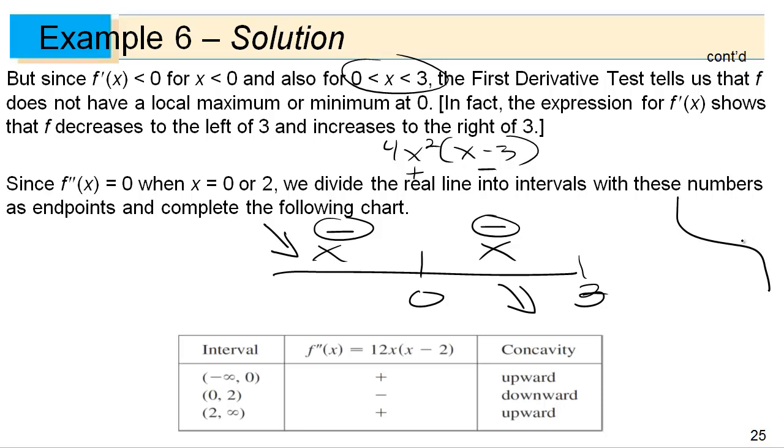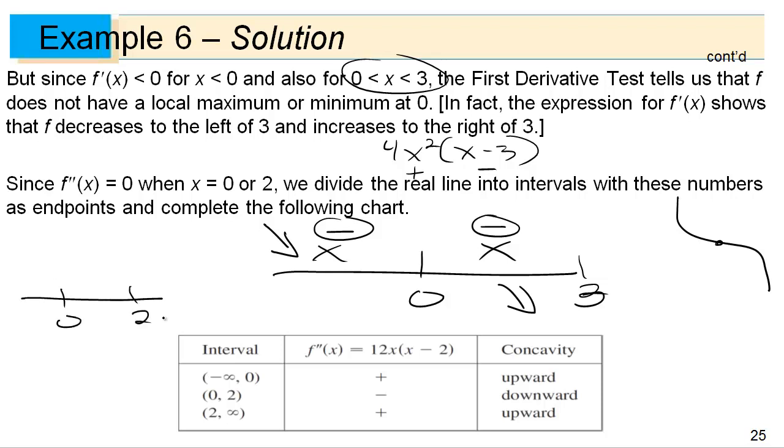And we can see that 0 here is an inflection point, right? It goes from concave up to concave down, but it's not a min or a max. Now we can also figure that out from the second derivative, because remember 0 was a critical point of the second derivative.